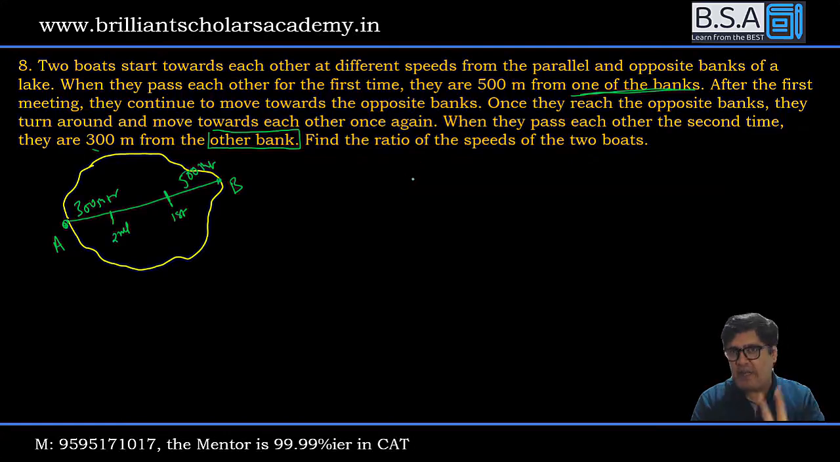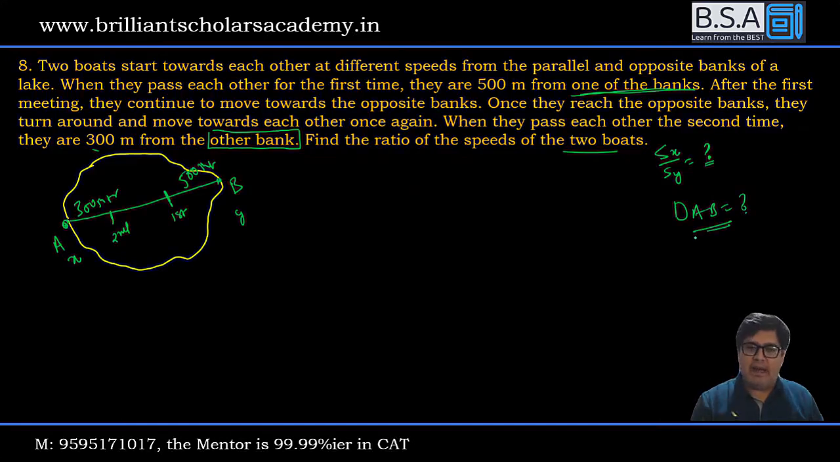Two questions can be framed here. One is, let us call these boats X and Y, find speed of X upon speed of Y. That could be a question. Another question could be, find the distance between AB.